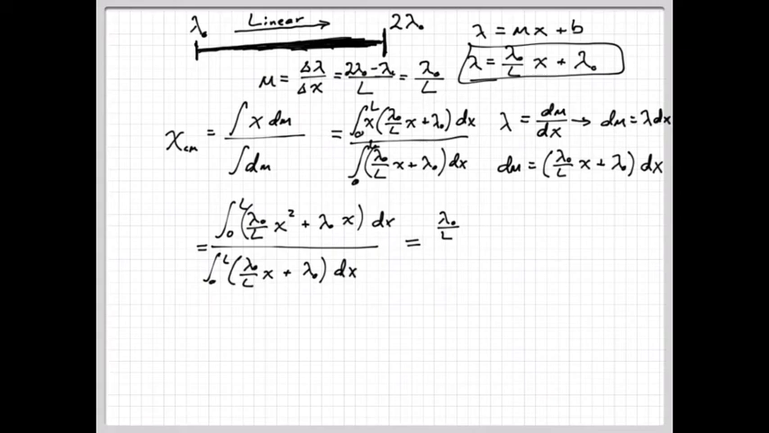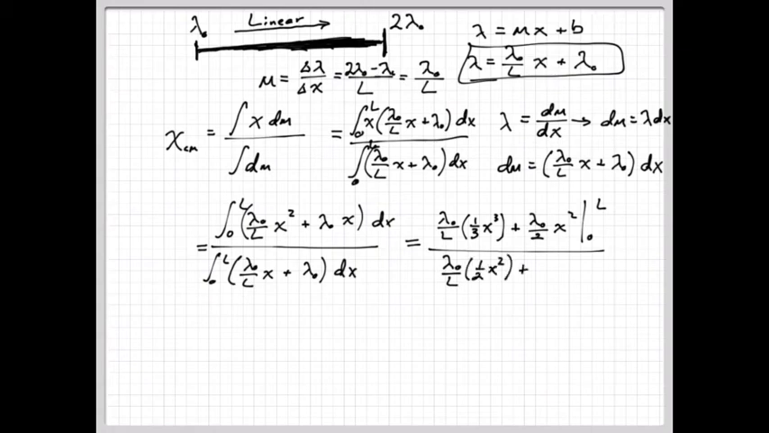Okay, then take the antiderivative of x squared. So that's going to be 1/3 x cubed. Then you've got plus lambda 0 x, which means that's going to be lambda 0 over 2 times x squared. Okay, we've got to evaluate this whole thing from 0 to L. On the bottom, we're doing an antiderivative of this, so that's going to be lambda 0 over L times 1/2 x squared plus lambda 0 times x. And again, from 0 to L.